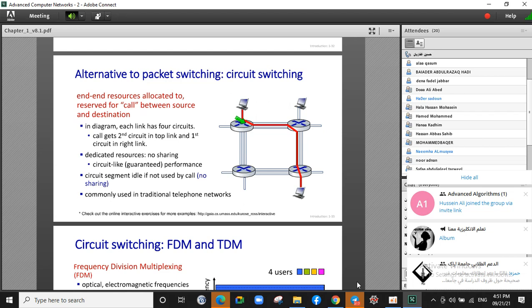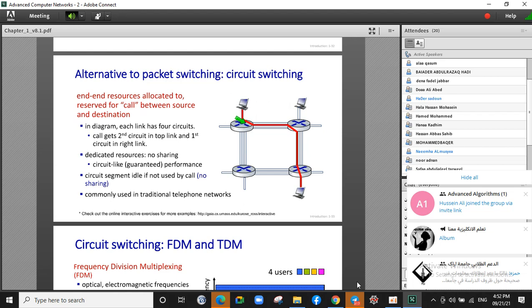Circuit switching is common in traditional telephone networks. When you pick up the phone and dial a number, after a while you hear a beep, something like this. This beep means that okay, the circuit is set up. Wait until the other side picks up the phone. But if you hear beep beep beep, something like this, it means that we could not complete the circuit.